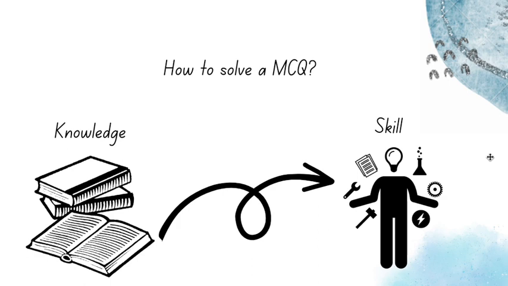To solve an MCQ question, you need two things. One, you need the knowledge. And then you need the skill to use this knowledge to choose the best answer possible among the different options given to you. For example, if I ask you, what are the diagnostic tests for heart failure? You might mention transthoracic echo, cardiac catheterization, stress test. And if I ask you, what are the treatments for heart failure? You might say ACE inhibitors, beta blockers.